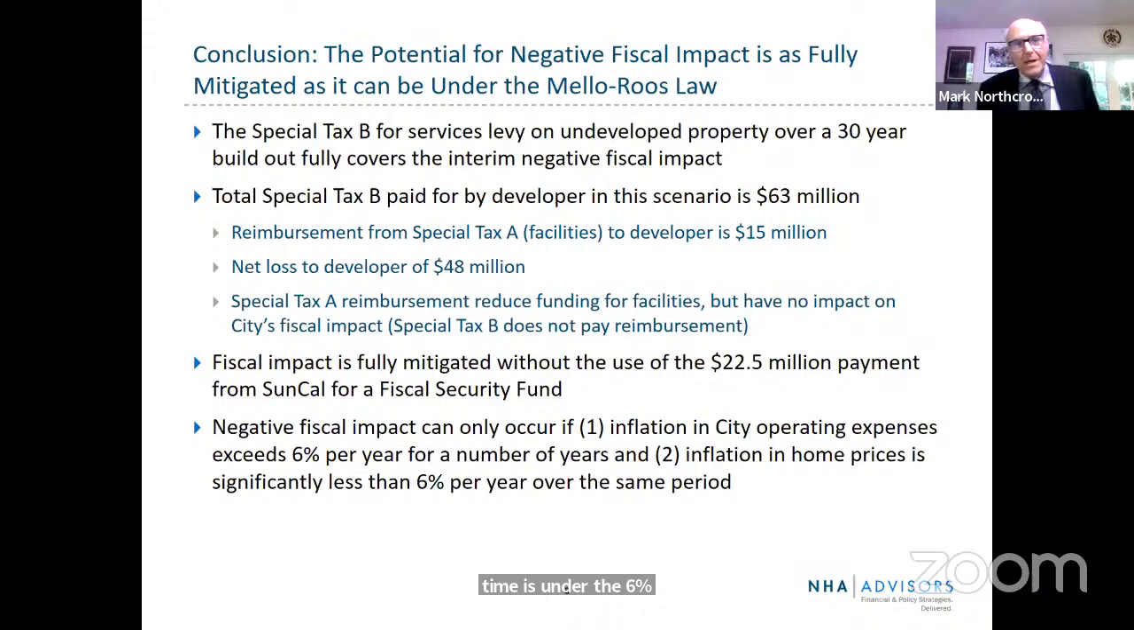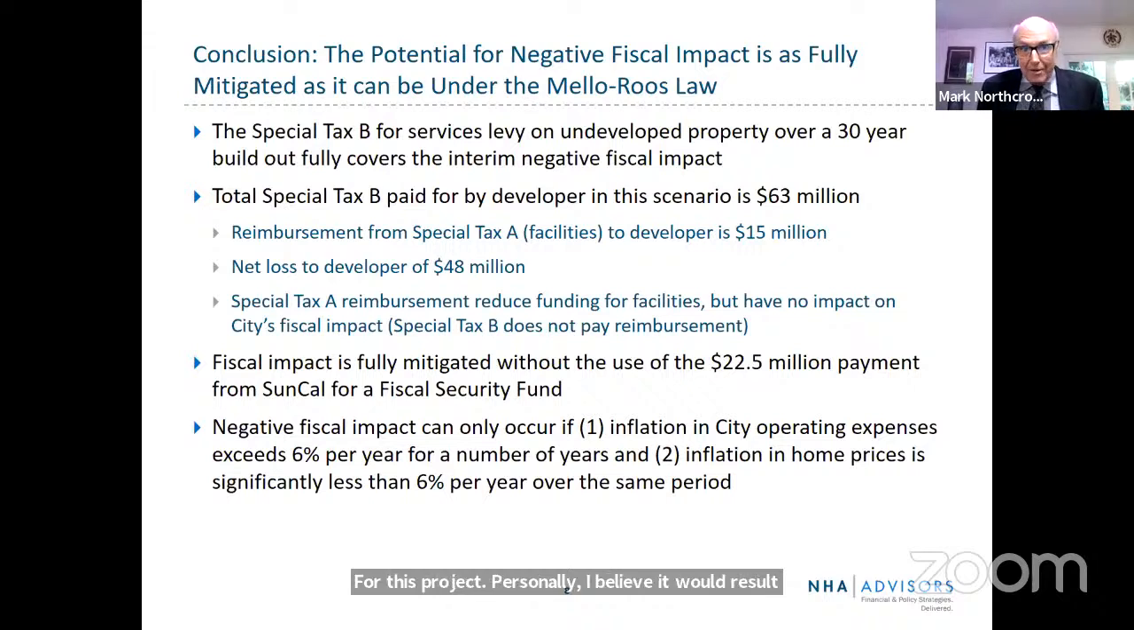So what this means is that there is a disconnect between inflation in city operating expenses and inflation in real estate. And clearly that's going to result in negative fiscal impact for this project. Personally, I believe it would result in negative fiscal impact for lots of cities and counties in California, period. Can we say that's not going to happen? Absolutely not. We don't know.